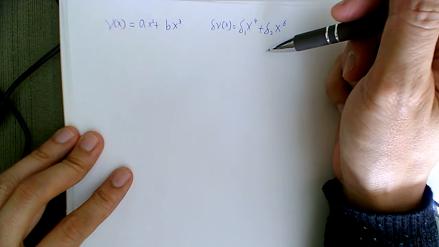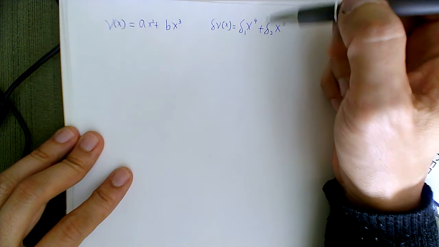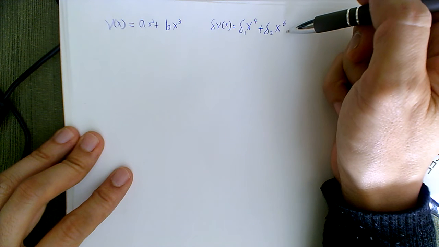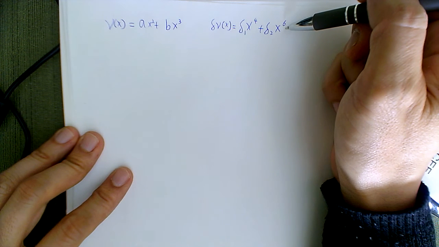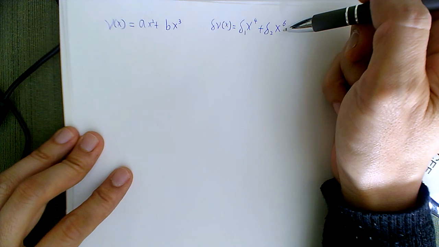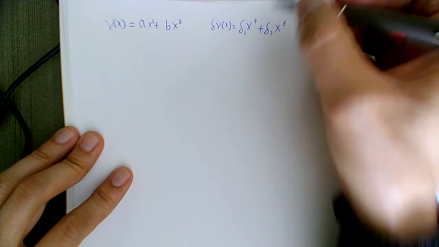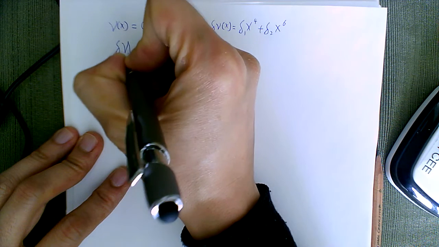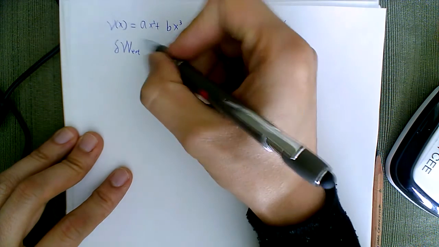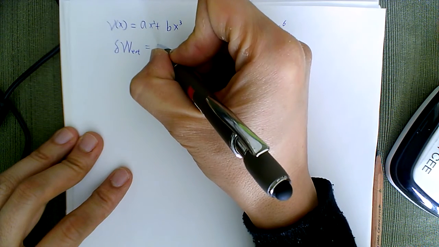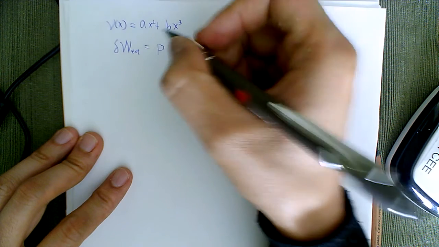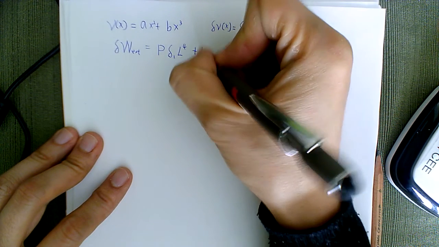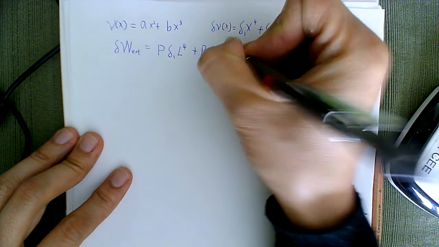Another important thing to point out, again, is that we set up boundary conditions so that the reaction forces don't do virtual work. If you assume that, then all you need to do is write out the virtual external work, which is simply P times delta 1 L to the fourth plus P times delta 2 L to the sixth.